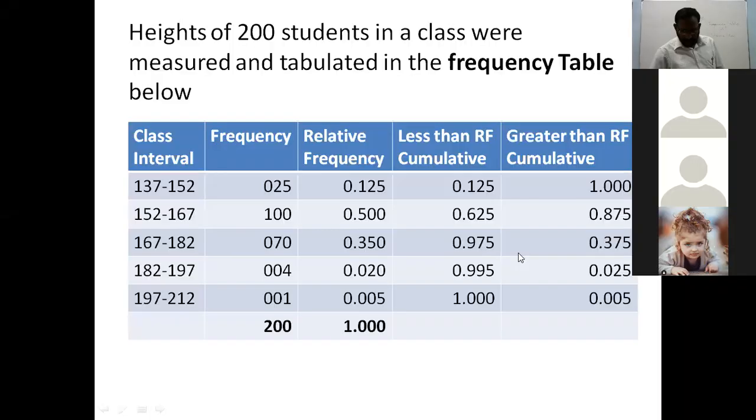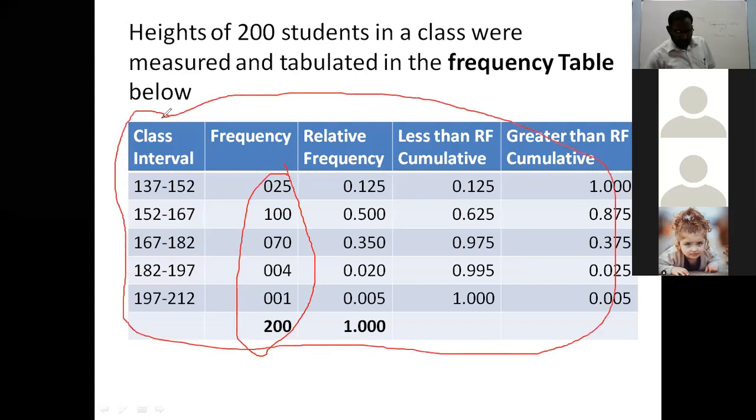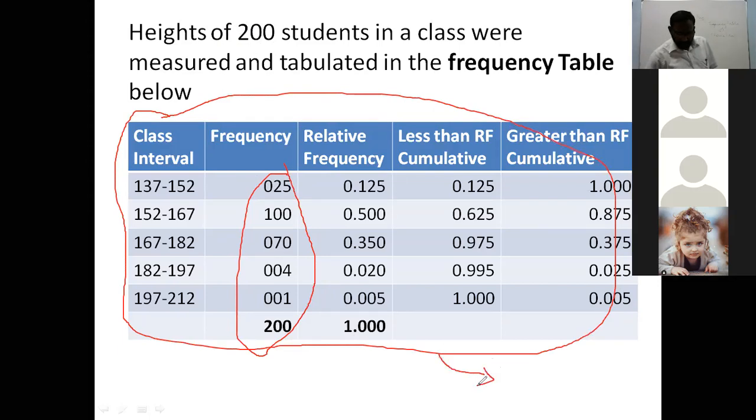Yeah, good. In the frequency table, look at this. Once you have entered all the data, because we have 200 students in the class, we have entered all the data into the frequency form. If you have only this table, can you go back to the original data? Yes or no? No. You cannot pull back the original data. That is the disadvantage of this frequency table.